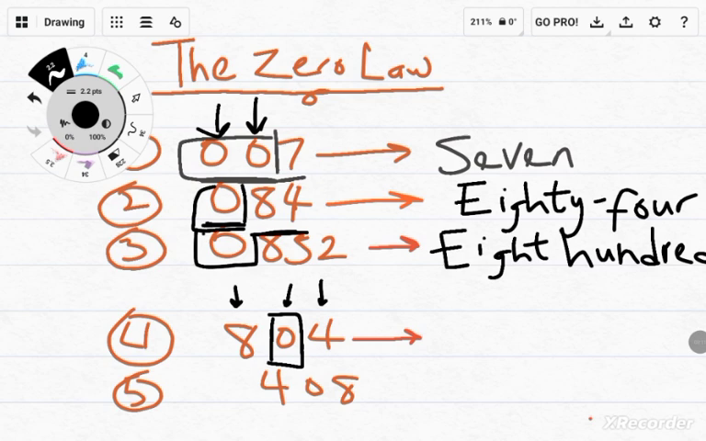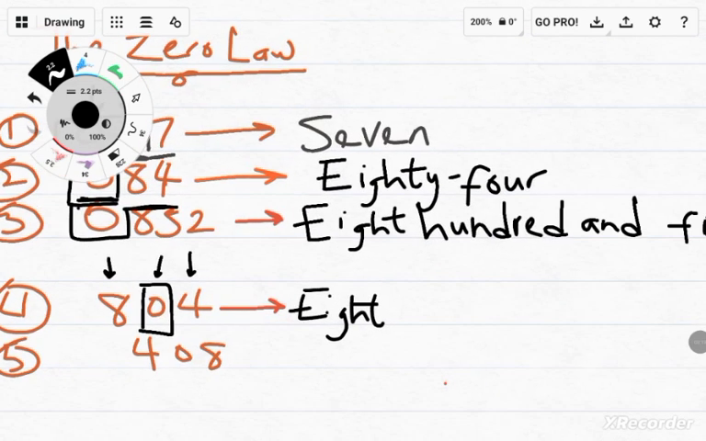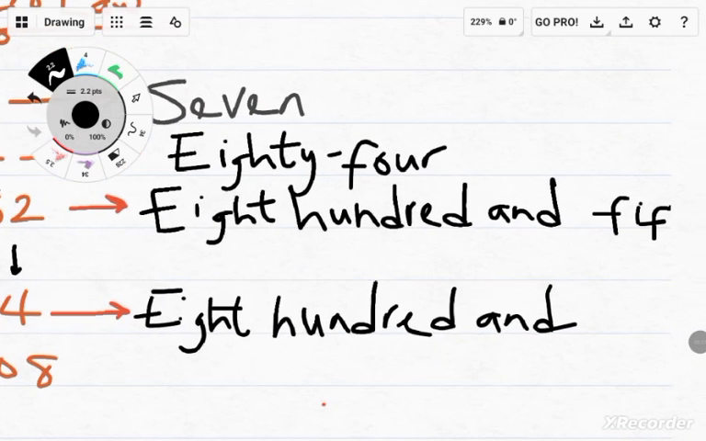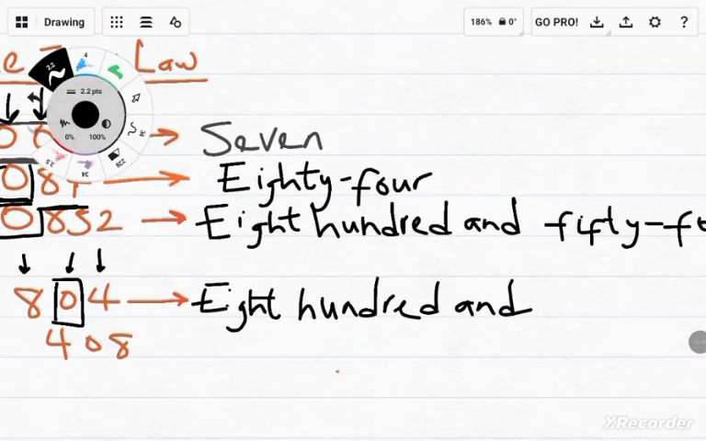804 will be 800 and 0 and 4. Remember, it is not 4 and 0. Don't make the mistake of saying it's 4 and 0. It goes back to the law. When we have 0, 4, what is it? It is 4, not 840. It's not 4 and 0. 4 and 0 is 40. 0 and 4 is 4.